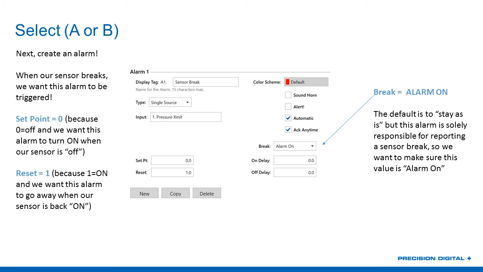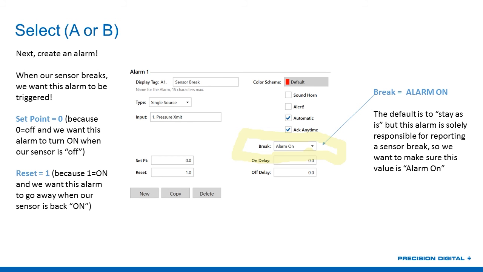Step number two is to create an alarm. And now this is going to get tricky. So we want this alarm to be true when our sensor is off. So the first thing we want to do is this break here, okay?